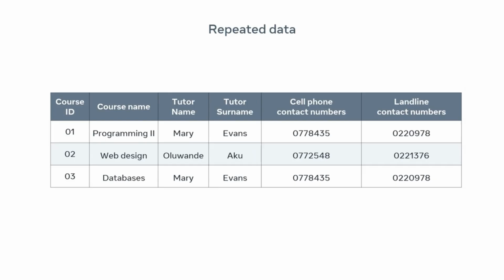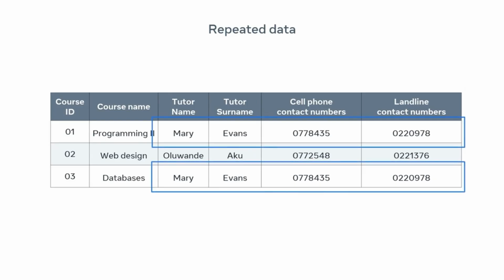But I still have the issue of unnecessary repeated groups of data. Mary Evans is the assigned tutor for two of the courses, so her name appears twice in the table, as do her contact details.